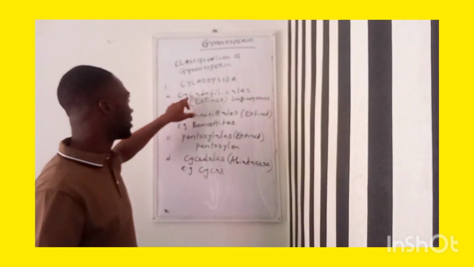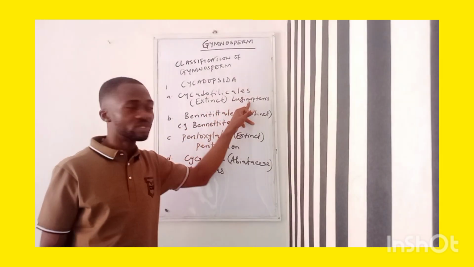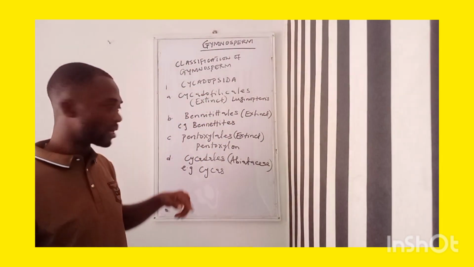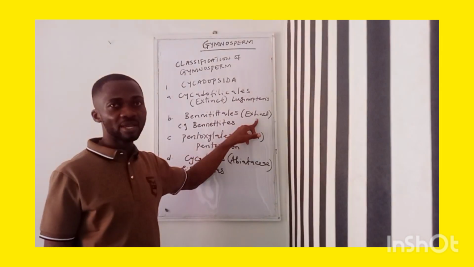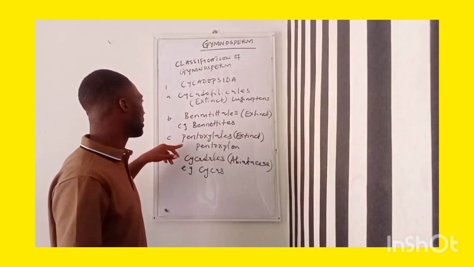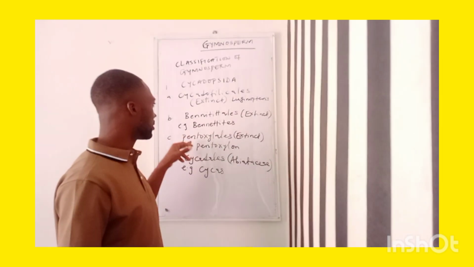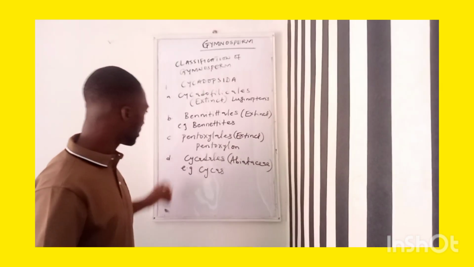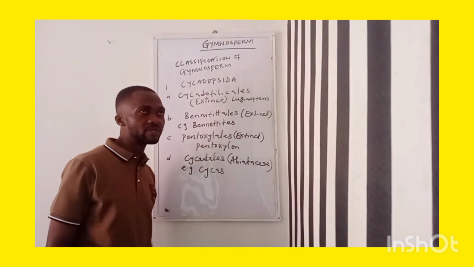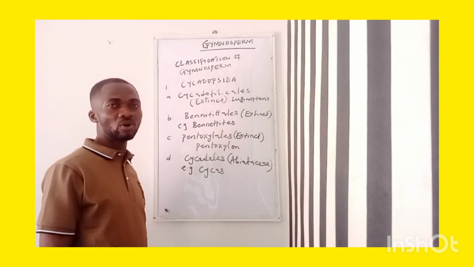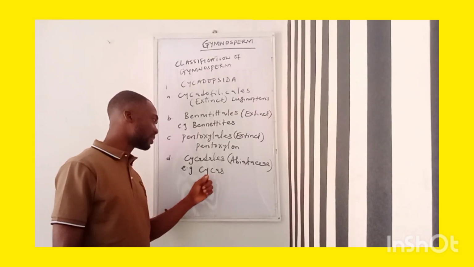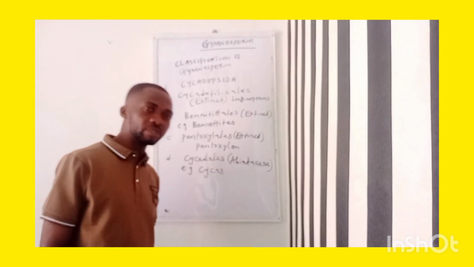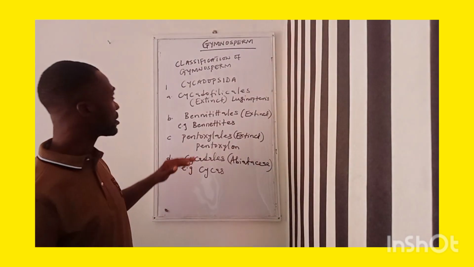So let's take them one after the other. This is Cycadophyllikeus. This one is extant. The example is Luginopteris. Then the second order is Benethiteus, which is also extant, and the example is Benethite. Then the third one is Pentozularis. This Pentozularis is also extant, with Pentozillon as an example. Then the next one is Cycadeus. Cycadeus is the largest order in gymnosperm, and it has the example Cycas. Then Abietaceae is the family. That means Abietaceae is the largest family in gymnosperm. I hope you are getting the sequence at which we are saying it.